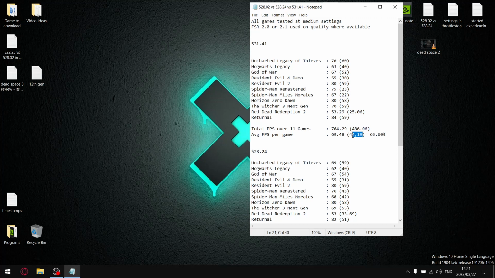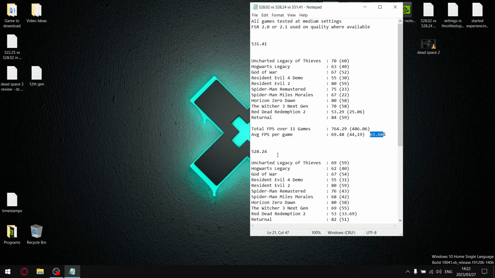When I divide the 1% lows by the average FPS for this driver, it gives me a stability percentage in my testing of 63.6%. And that is not good.